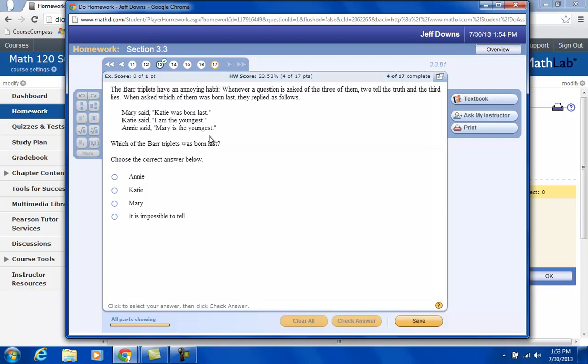Okay, so who is the youngest of them? Who was born last? So, let's see. Two tell the truth, one's lying. So this one's saying Katie was born last, and Katie confirms she's born last. It means those two statements are confirming each other. This one is the different one. So it looks like Katie was born last.